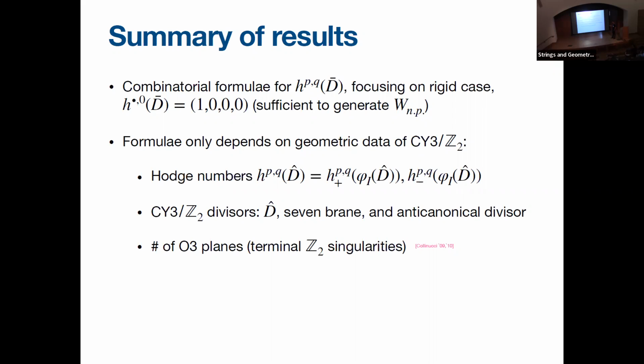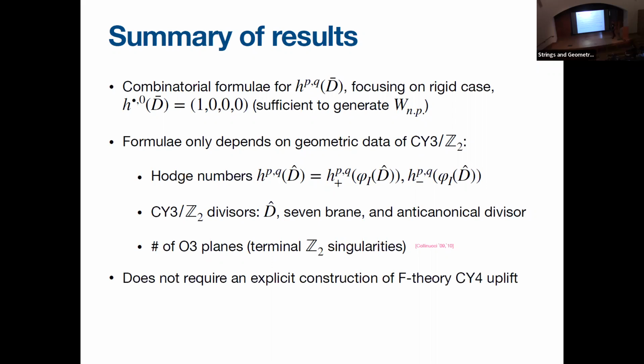It depends on a collection of divisors in the Calabi-Yau threefold orientifold. So the D hat, obviously, are the places where the instantons in the type IIB frame, the D3 instantons, will be localized, or the location of 7-branes on which there can be gaugino condensation generating non-perturbative superpotential contributions. So it'll depend on the classes of these divisors, on 7-brane divisors, and on the anti-canonical divisor. And finally, these formulae depend on the number of O3 planes, which correspond to terminal Z2 singularities in the F-theory background.